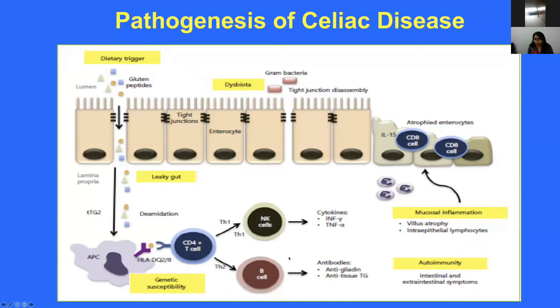In addition, the B cell response is in the form of anti-gliadin and anti-tissue transglutaminase antibodies, which leads to autoimmunity, and thereby intestinal and extra-intestinal symptoms appear. These are the antibodies which we test in serum, which helps in the serological diagnosis of celiac disease.